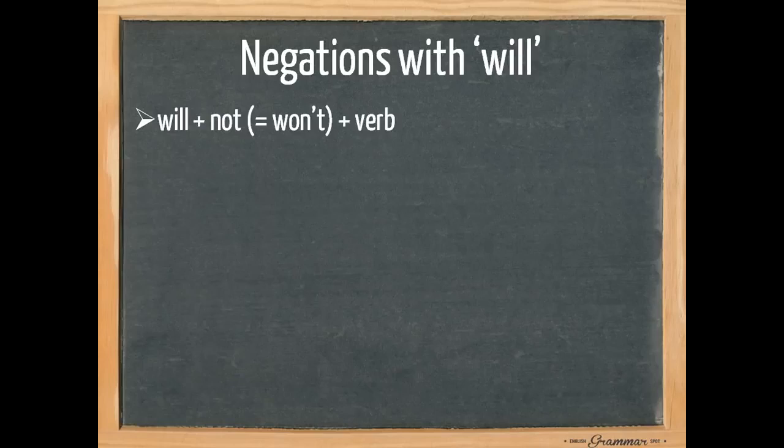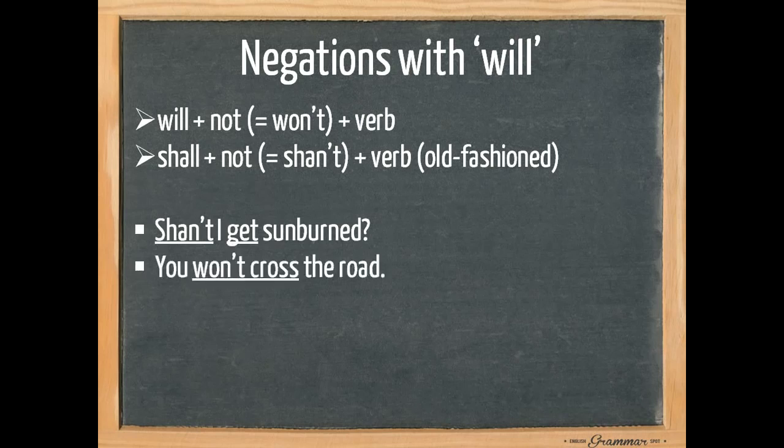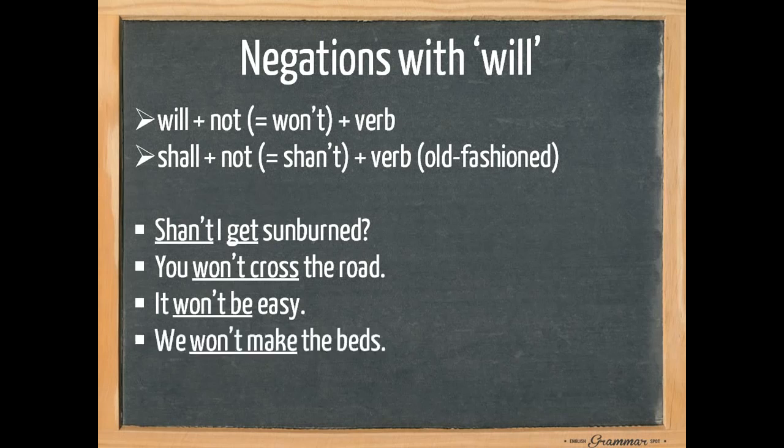Now I've also included shall. Shall plus not becomes shan't and the base form of the verb, but this form is very old-fashioned, but I thought it would be fun to put it in anyway. Shan't I get sunburned? It's quite Victorian. You won't cross the road, it won't be easy, we won't make the beds, and they won't need a passport.